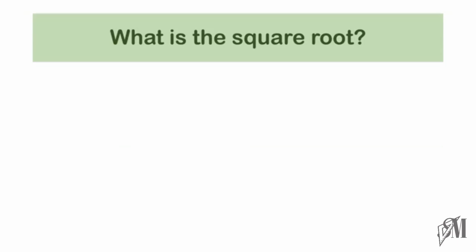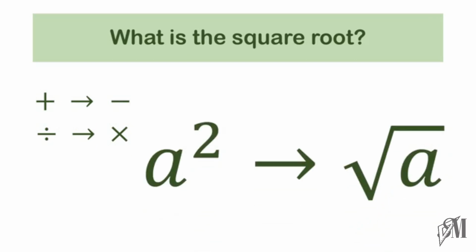We know each mathematical operation has its opposite mathematical operation. For an instance, the opposite of addition is subtraction and the opposite of division is multiplication. So, the square root is the opposite of a square. If you need to do the opposite of squaring, that is called the square root. And here is the symbol for square root.